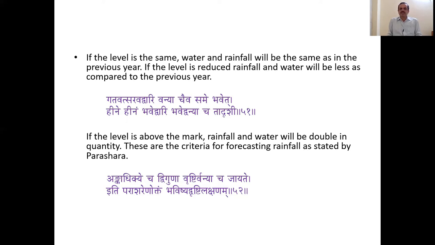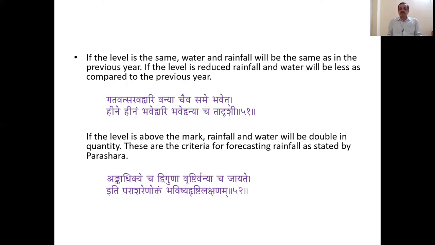If the level is reduced, rainfall and water will be less as compared to the previous year. Hine hinam bhavedvari bhaved vanya chatadrishi. If the level is above the mark, rainfall and water will be double in quantity. These are the criteria for forecasting rainfall as stated by Parashara.